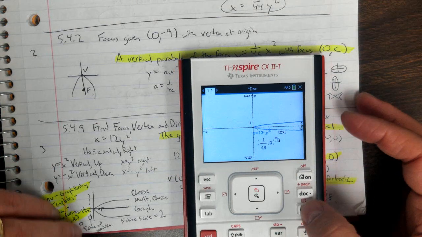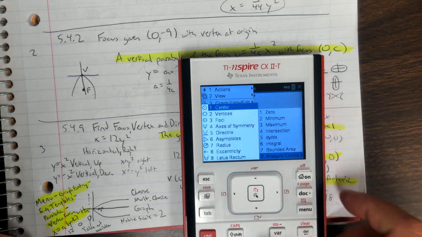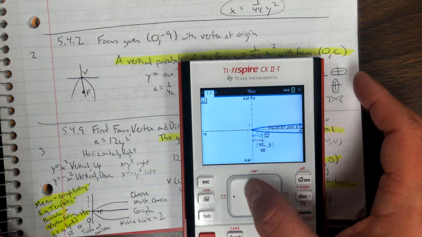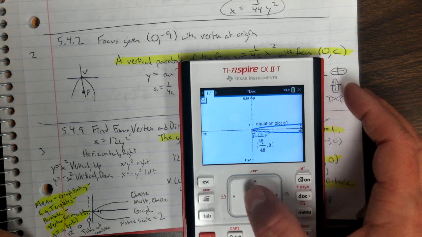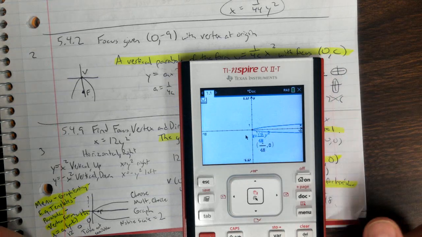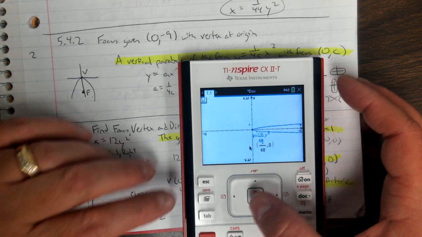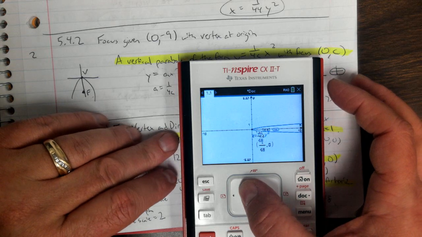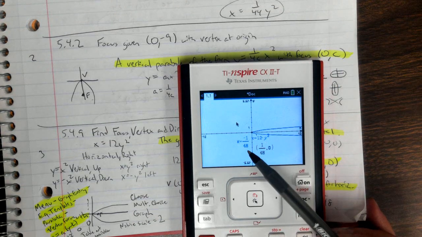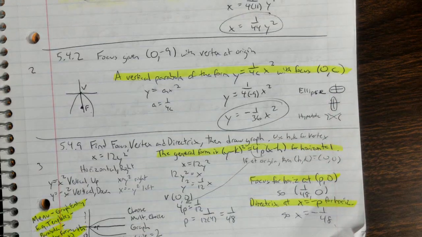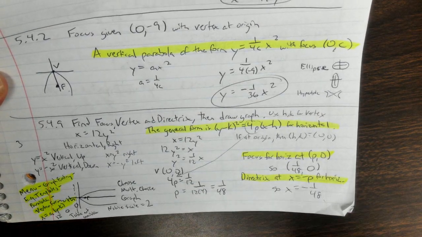So again, if you do menu, analyze, and then analyze conics, the directrix is number 5. And again, if you just move this around a little bit, okay, right there, it did the line. It's really close to the y-axis, so it's not really helpful that much yet. But if you hit escape and then move it over, you can see that it tells you x equal negative 1/48, which is the exact same thing as we got right over here. So those are the main calculator features.